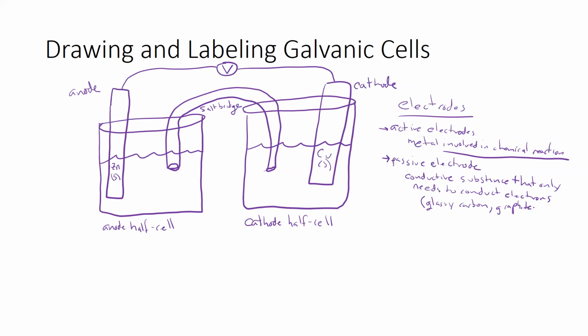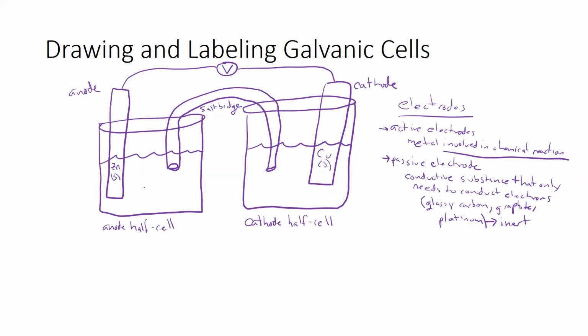Those are both conductive substances. Another one you'll see occasionally is a platinum electrode. Basically, long story short, these are all inert, okay? So they aren't part of the chemical reaction. Now, could they be? Sure, they could be part of it. The copper here is part of this chemical reaction. You're making more copper on the outside of it, sure.